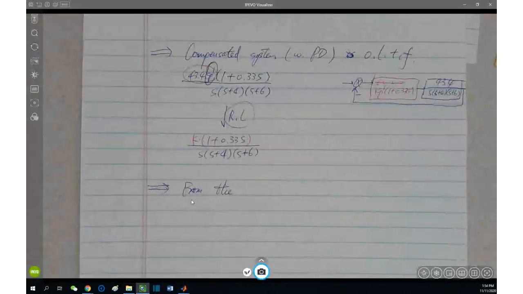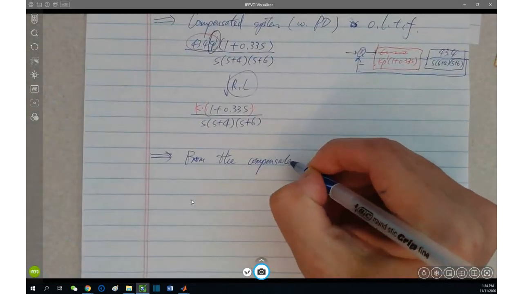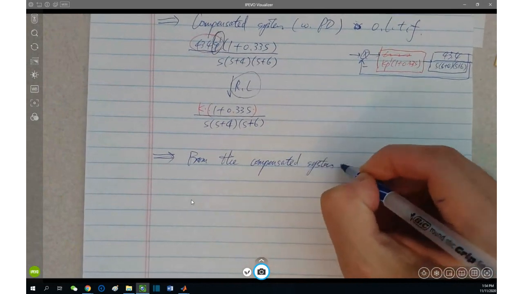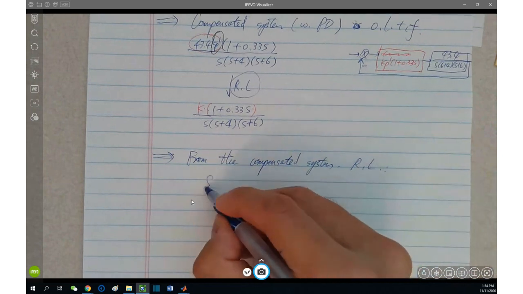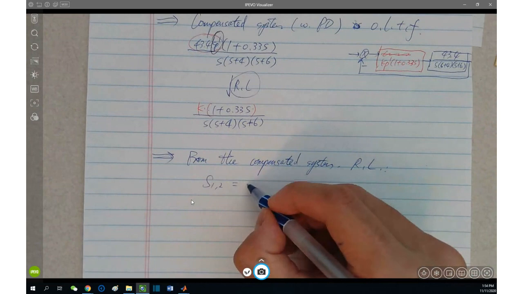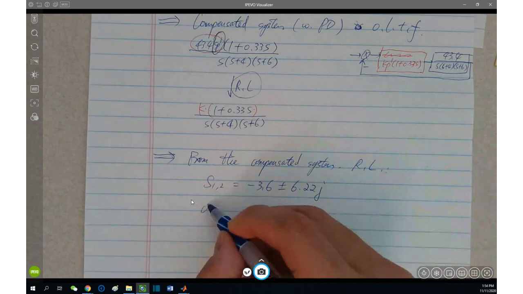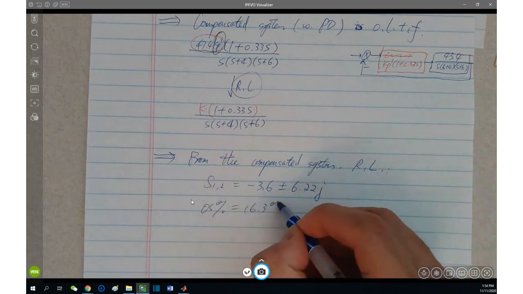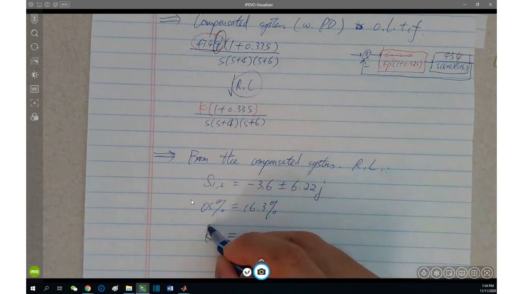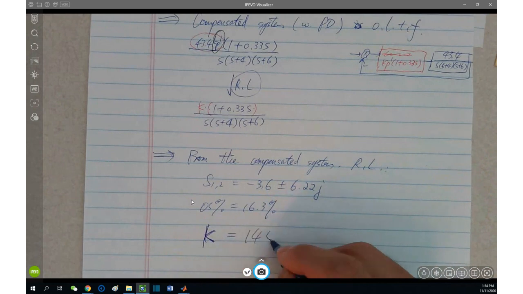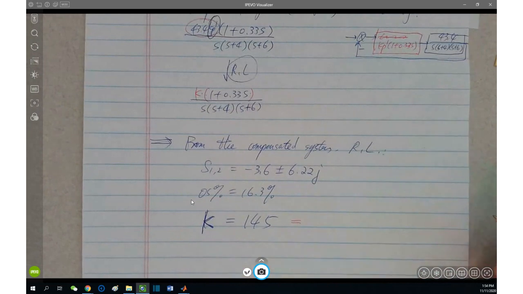So back in the notes here, we should write from the compensated system through Locus, we find dominant poles as 93.6 plus minus 6.22j, and also overshoots of 16.3%. And especially the gain, the most important thing is the gain is 145.